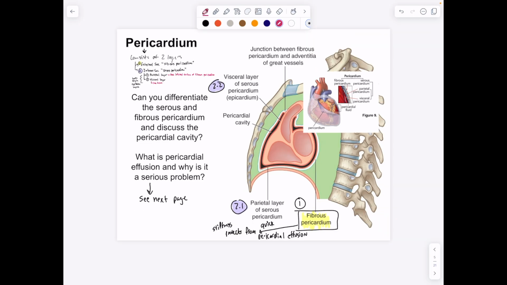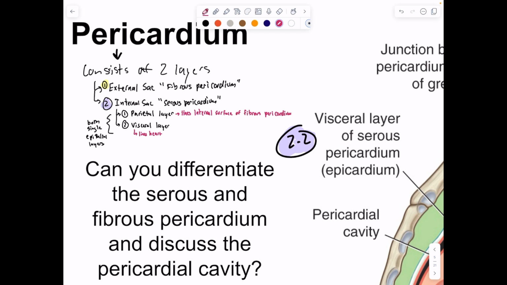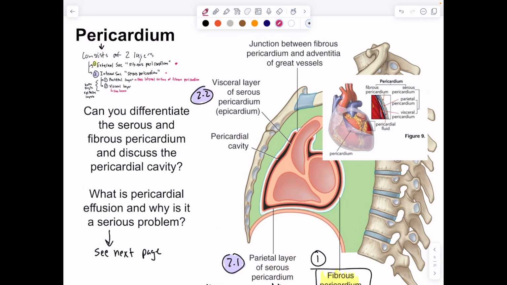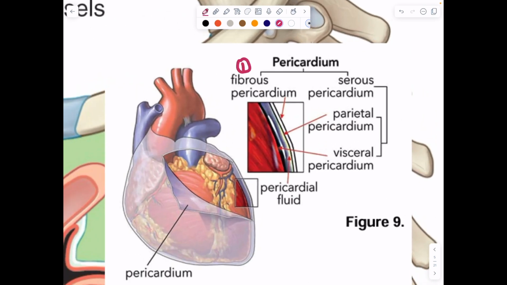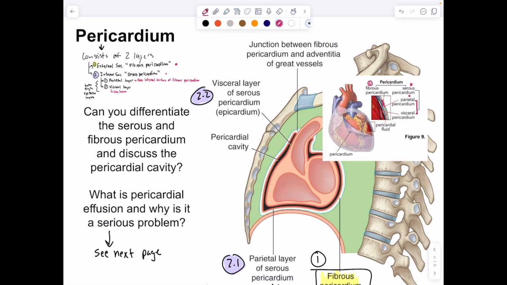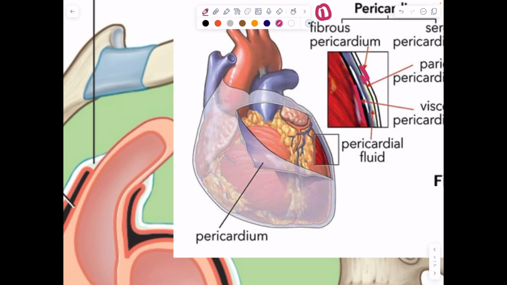Okay, then can you differentiate between the serous and fibrous pericardiums and discuss the pericardial cavity? We said that the pericardium has 2 overall layers: the external fibrous layer and then the internal sac, which itself has 2 layers. We have a couple of different ways of breaking that down, but the outside layer is the fibrous layer, the outermost layer, and then we have the serous pericardium, which is itself made up of 2 layers: the parietal, which is adjacent to the fibrous and in contact with it, and then that loops around, and we have the visceral layer, which is on the heart. And in between those 2 we have the pericardial fluid.